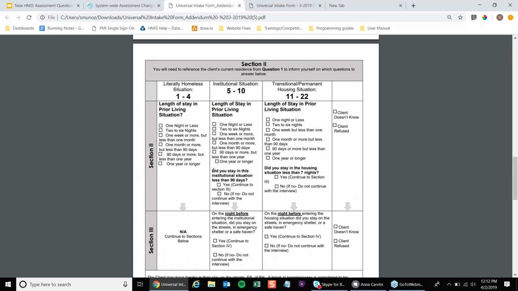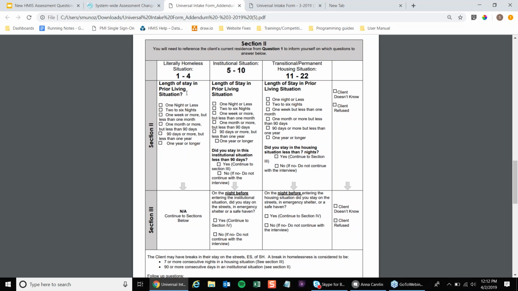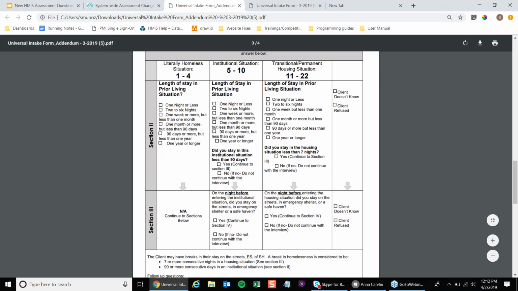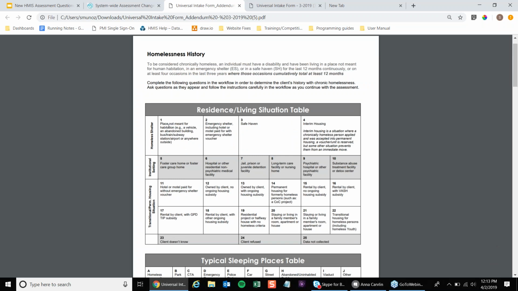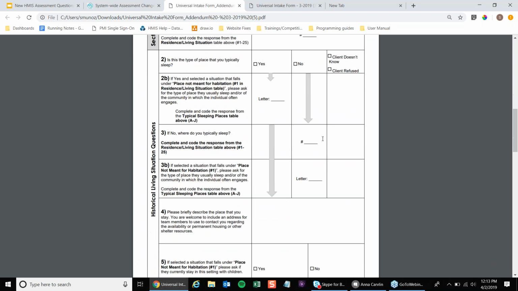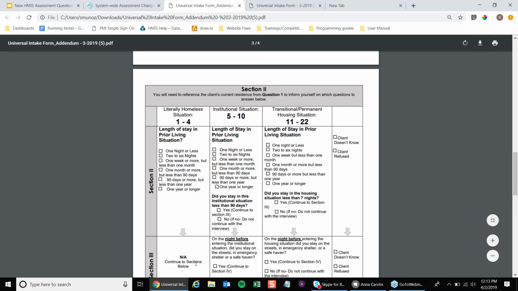And then again, we come back here, and you'll notice that these are all the questions relating to the housing history. So if a client answered that they're in a situation in the table right up here, a place not meant for human habitation, an emergency shelter, a safe haven, or interim housing, then you would start working down this column.